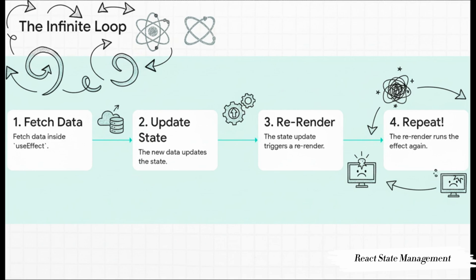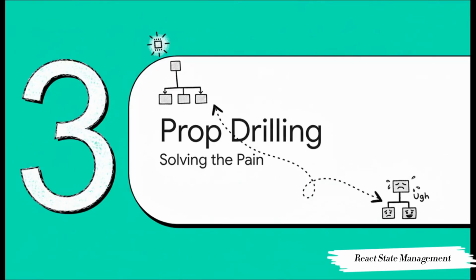And around we go. It's the classic infinite loop, and it almost always happens because you forgot that all-important dependency array. All right, let's tackle another huge headache every React dev faces.